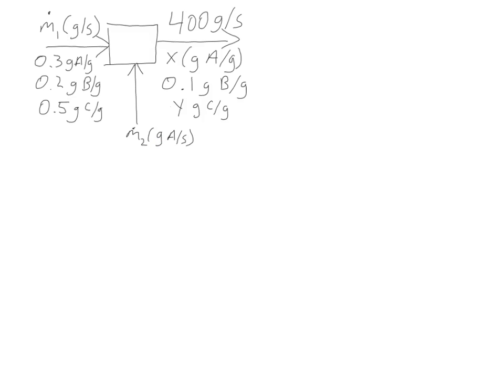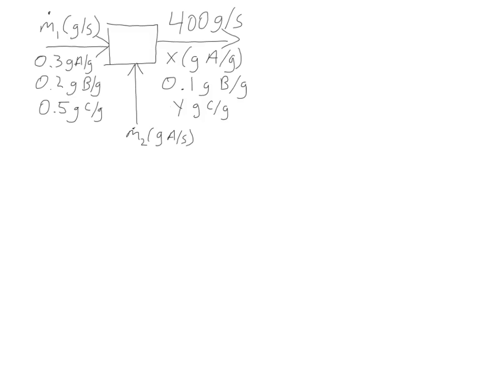And then finally, leaving the system, we have details about the outlet stream. We know the total flow rate, so that's information that was given to us, and we know the mass fraction of B, but we don't know the mass fractions of A or C. And so in total we have four unknowns, M1, M2, X, and Y. Those are the unknowns we're trying to solve for.